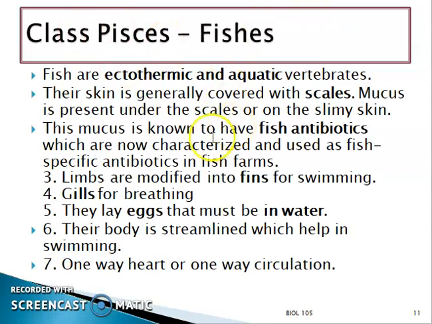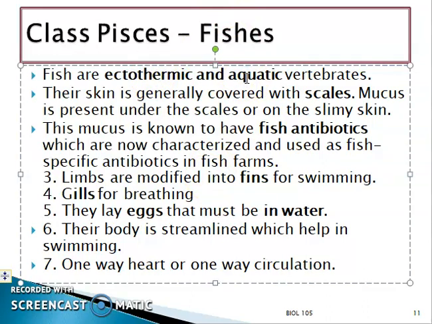So, class Pisces, the fishes. Fishes are ectothermic and aquatic. It means that they do not produce endogenous heat, that is heat from inside of the body, but they have to warm up, or if they want to reduce their heat, they have to do it by environmental factors.